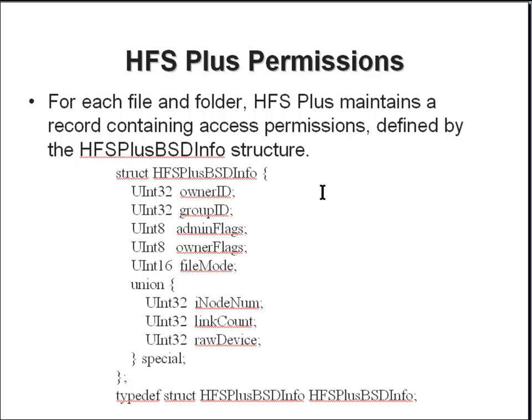HFS Plus permissions. For each file and folder, it maintains a record containing access permissions defined by this structure right here. If you recall, this looks very familiar. The owner ID, the group ID, administrator flags, the owner flags, these are going to be the permissions, the file mode, and then the inode number. And the inode number, if you recall, we talked a little bit about this before, is going to be a unique number that is used by the operating system and file system to track a file. The link count, recall that we can have hard links and we can have soft links as well.